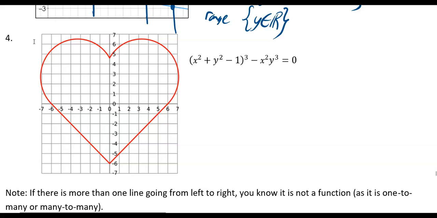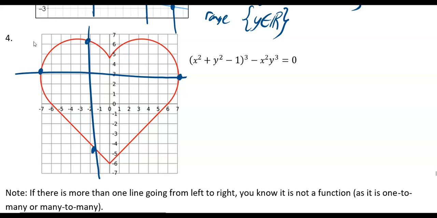Okay, now we've got this graph, which is a lovely heart shape. The function is (x squared plus y squared minus 1) cubed, minus x squared y cubed, is equal to 0. Do not worry, you don't need to know that for an exam or anything. Right, this function, if you were to draw a line vertically, you can see one x value goes to many y values. If you draw a line horizontally, you can see one y value goes to many x values.